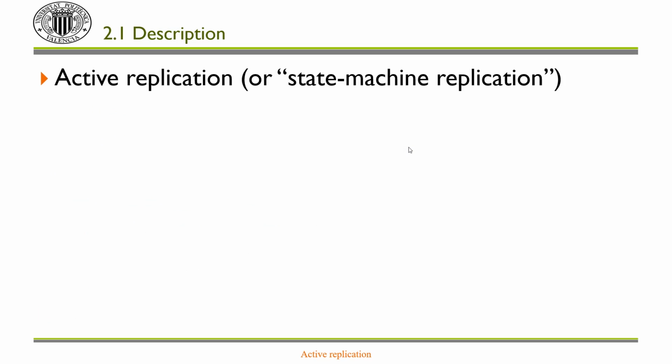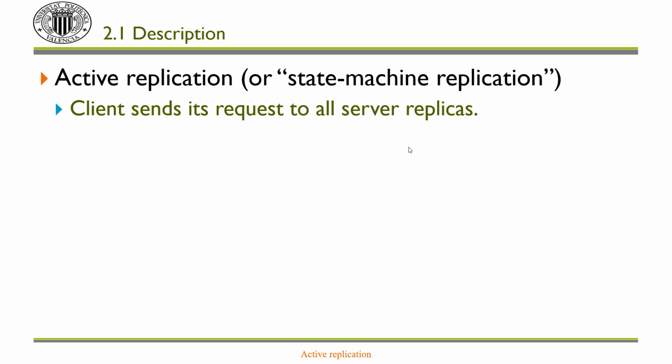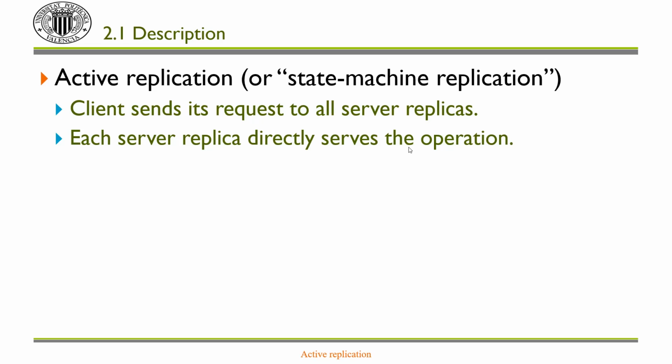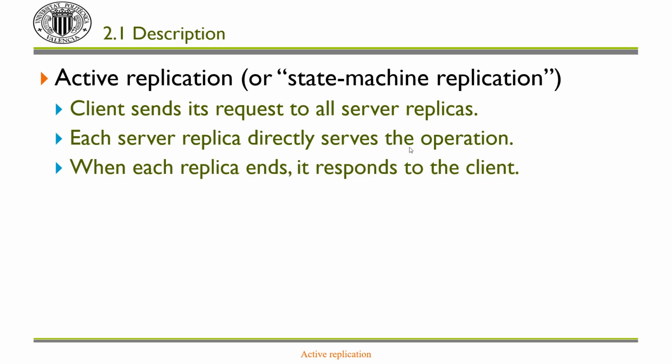In the active replication model, also known as state machine replication, clients send their requests to all server replicas. Each server replica directly processes all the instructions in those operations. So, they don't need to exchange any update propagation, because they all behave in the same way. Eventually, each replica ends the list of instructions for that operation, and each one sends an answer to the client.